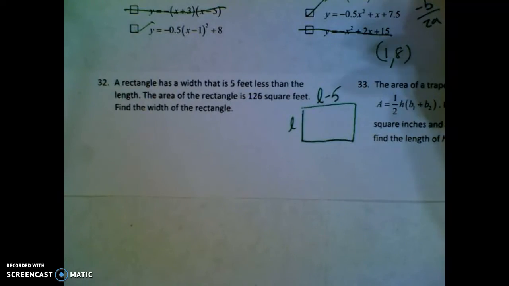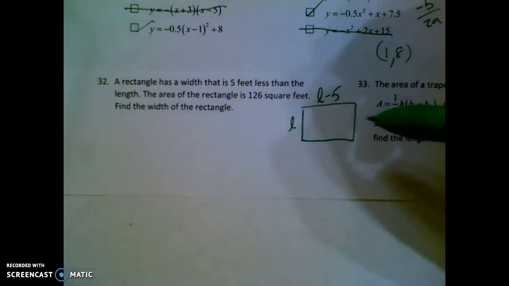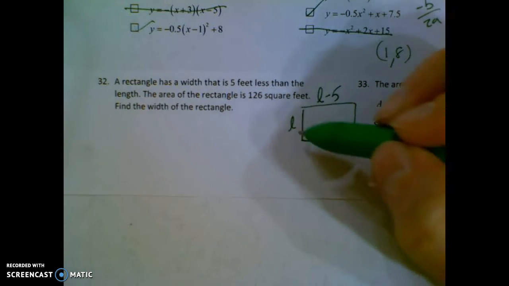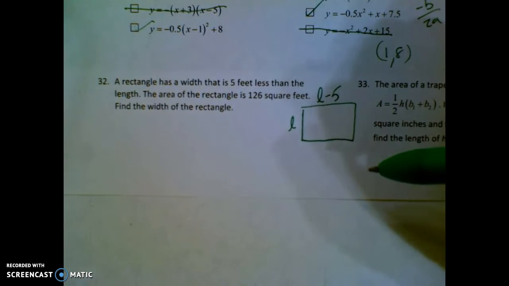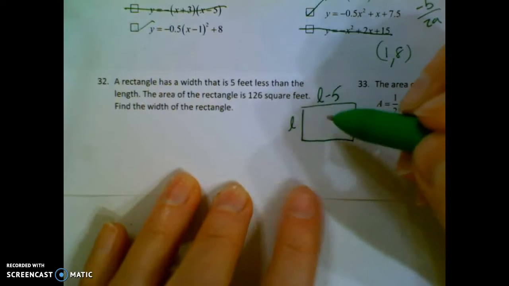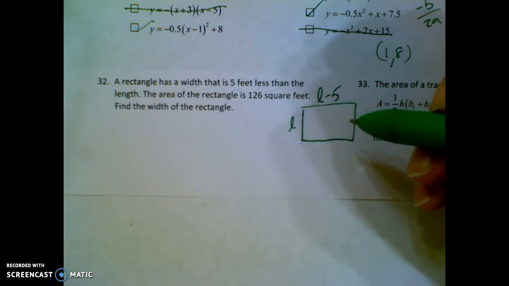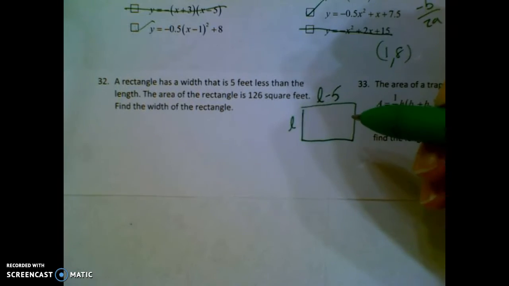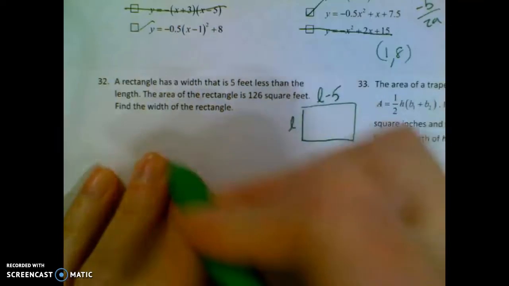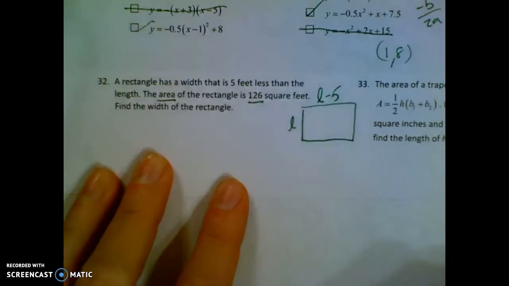Number 32, if you read through the problem, has a width that is 5 less than the length. And here's my length. So draw a rectangle. You don't want to have different variables, so call one length, call one length minus 5. Most of the problems we do usually deal with the width, but this one just happens to be length, so no big deal. It says that the area of the rectangle is 126.